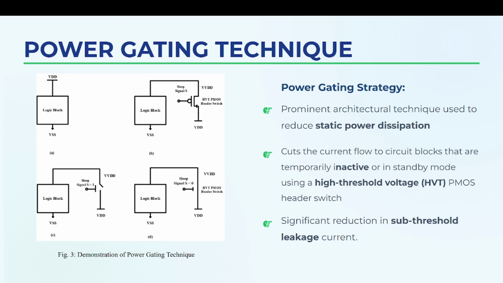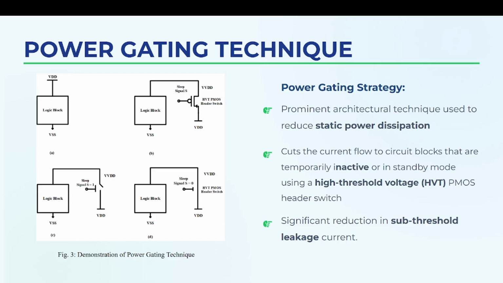Okay, this slide presents the basic 2x1 transmission gate or TG-MUX architecture. So we move to the next slide with the power gating technique, which is the core idea of this work. To tackle the high leakage, we use a well-known technique called power gating. The idea is to cut off current flow when the circuit blocks are temporarily inactive. As illustrated in figure 3, a high threshold voltage PMOS header switch acts as a power gate. This significantly reduces subthreshold leakage current during standby modes.